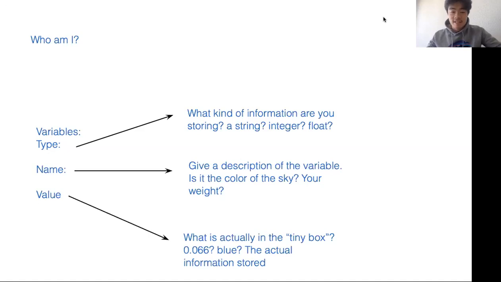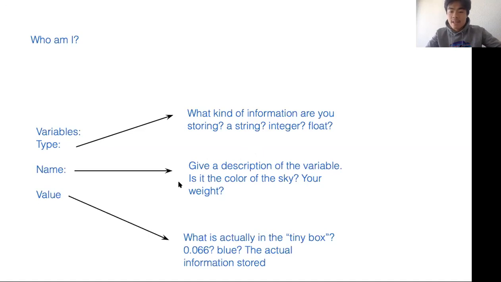So let's get into the lesson. Just a quick recap on variables. If you look at the whiteboard here, there are three parts to a variable. First is the type. Type refers to what kind of information you are storing. For example, is it a string with letters in it, or an integer, or a float? A float is the computer science term for a rational number, so it has decimals. This is very important.